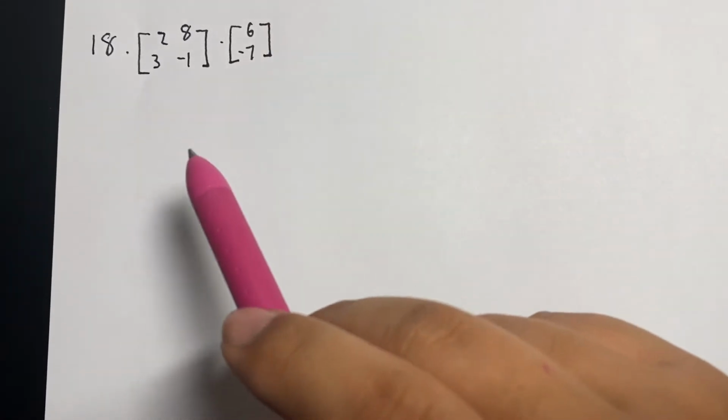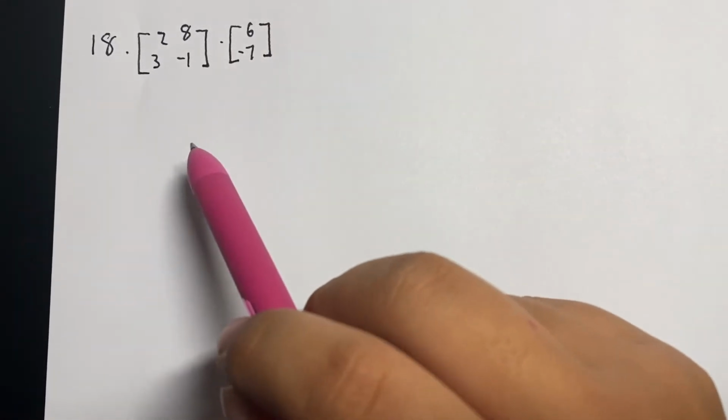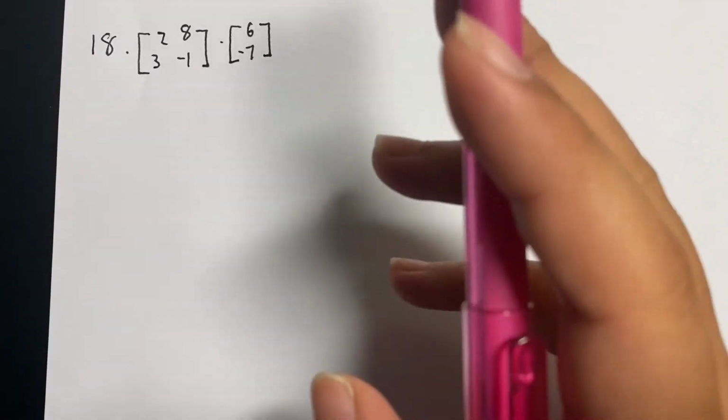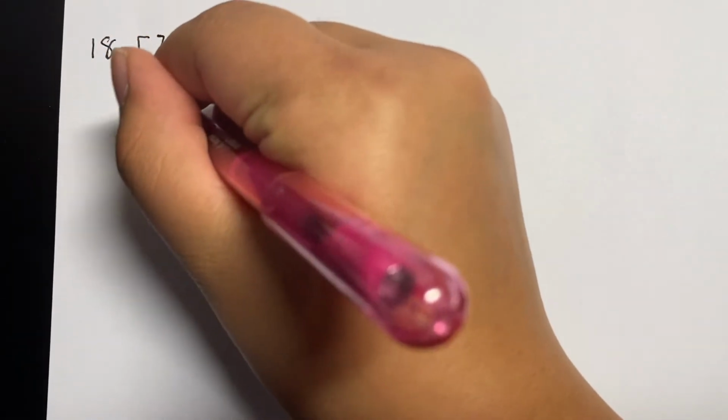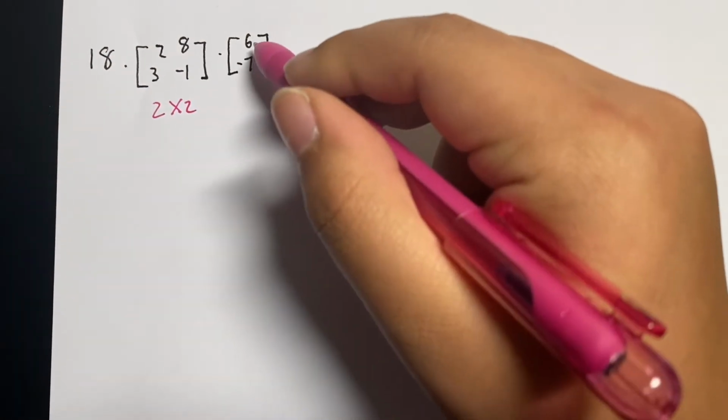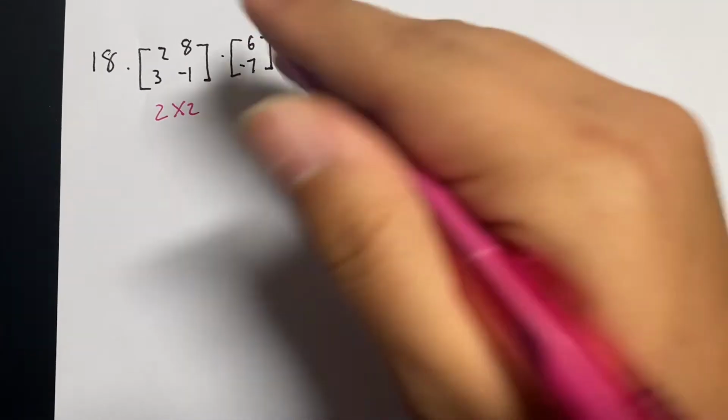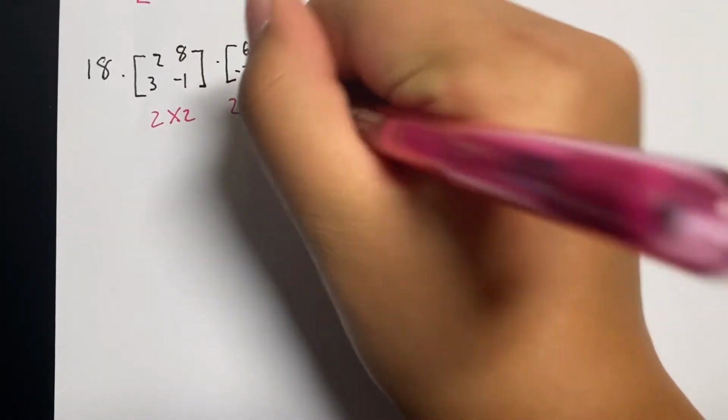So right here on number 18, we're multiplying two matrices. And of course, before we do any matrix multiplication problem, we have to check the dimensions. So right underneath, I'm going to write the dimensions for this matrix, which is 2 rows by 2 columns. So we have a 2 by 2 matrix. And this one right here, we have 2 rows and 1 column. So we have a 2 by 1 matrix.